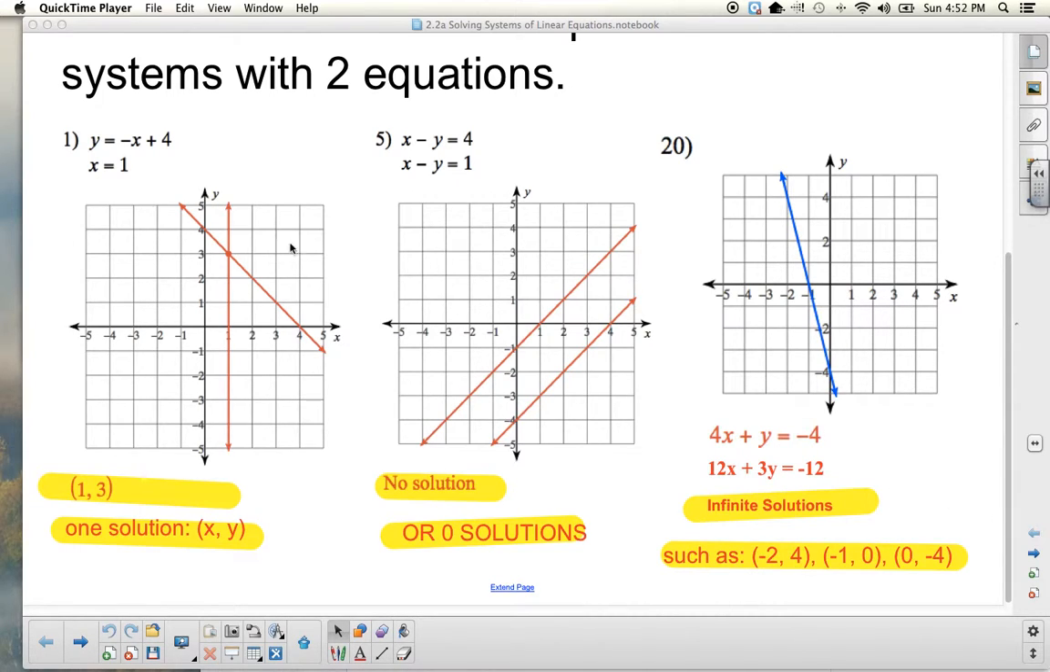So we have one solution, no solutions, or infinite solutions. That's the number of solutions. That's all you get.